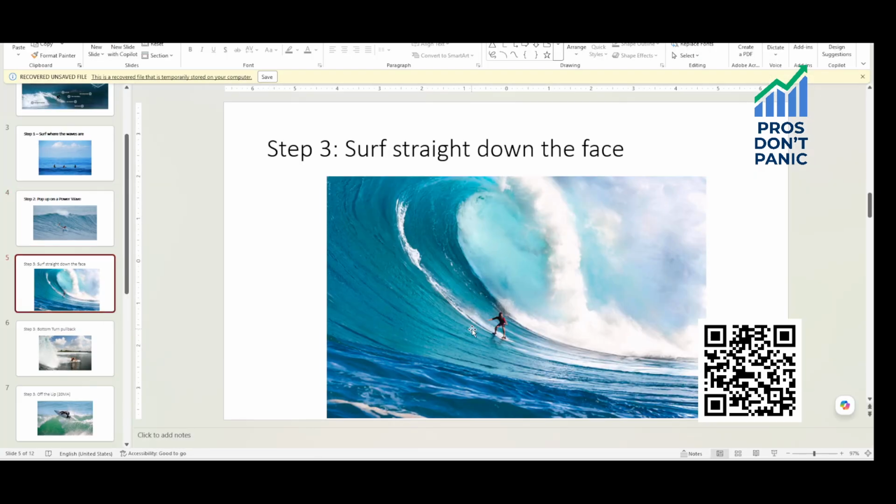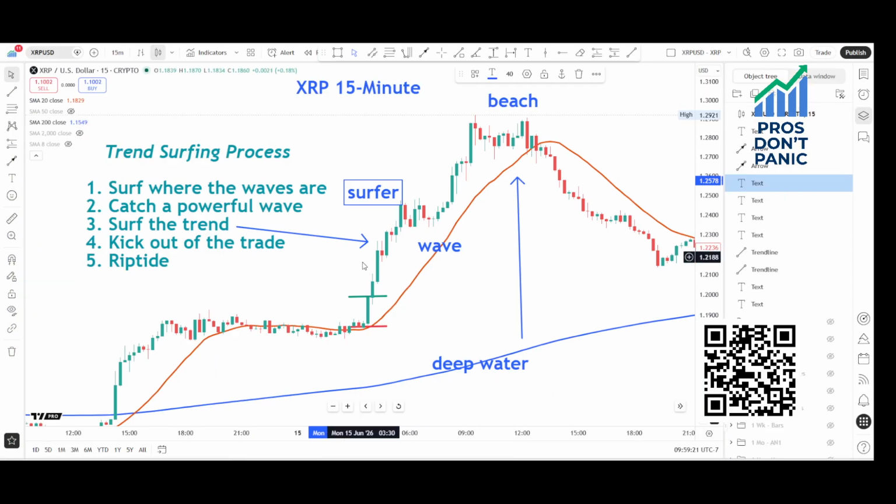This is coming down the face of the wave. This is the energy, the strong wave energy. We're going to come down the face of the wave, and we're going to end up on the flat. That is this right here. We're going to come down the face of the wave, and then we're going to end up on the flat. So how do we surf this? How do we manage this?